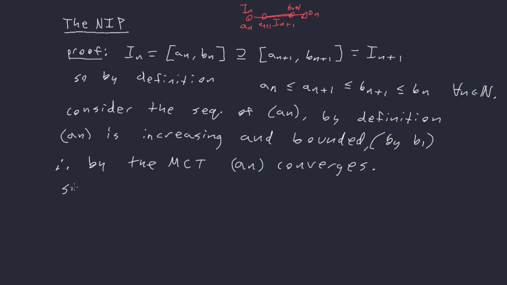Similarly, the sequence b_n converges. It's decreasing and bounded. Now, we may not need this in part of our proof, but I'm just writing it for clarity. So this is decreasing and bounded.